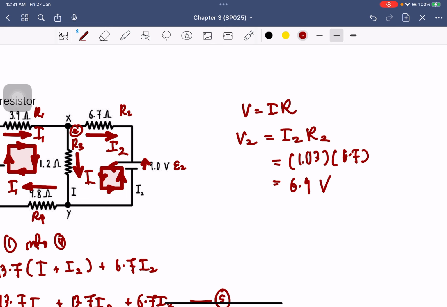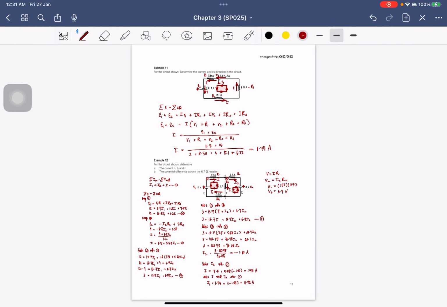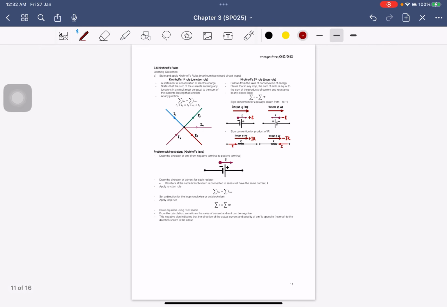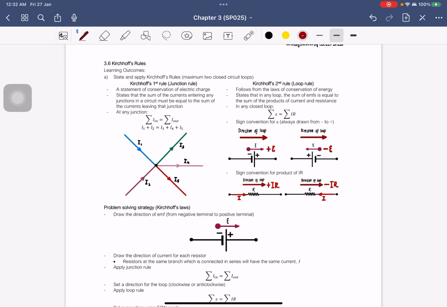Okay, so that is how you solve example number 12, and this is basically on Kirchhoff's rules, and I think this will always come out in the exam, so make sure you are able to solve this, so that it is easier for you to answer in the exam. Alright, so that is on subtopic number 6.